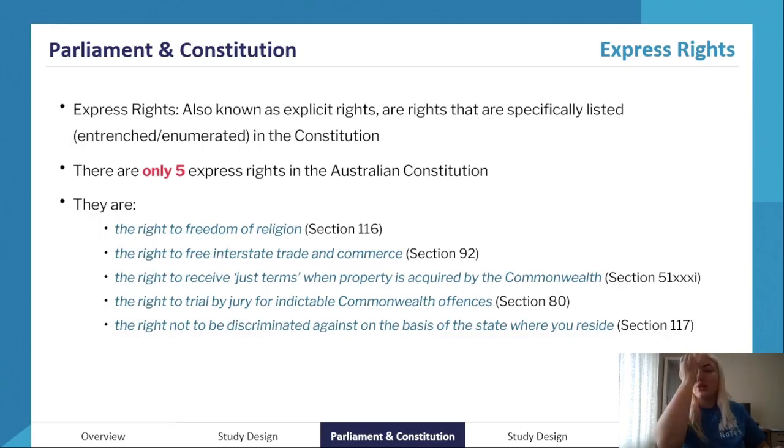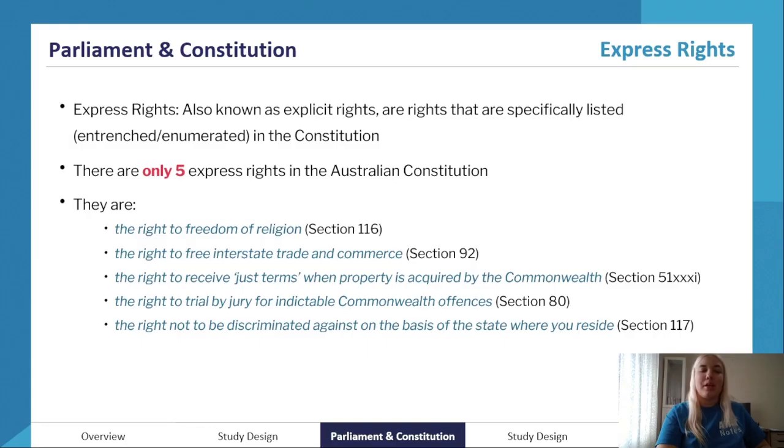So just making sure you're using accurate and strong terminology. Don't use listed. Preferably, you would be using the word entrenched or enshrined in the Constitution. They're specifically mentioned in the Constitution. And similarly, that means they cannot be abolished without a referendum. So, meaning we have all of these protections for us. However, we only have 5.